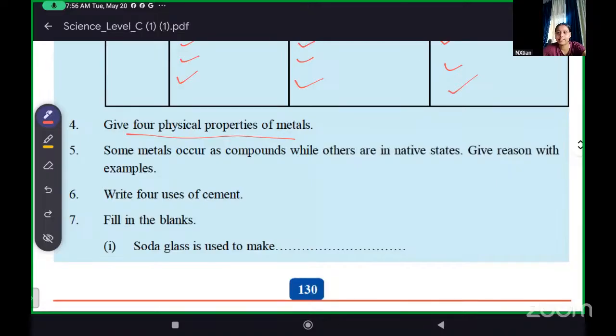What's the meaning of ductile? Ma'am, ductile means that the metal can be drawn into wires. Yes, and malleable? Malleable means metals can be hammered or rolled into sheets. Very good. And what is lustrous? Lustrous is when metals have a shiny appearance. Right. Yes, very good.